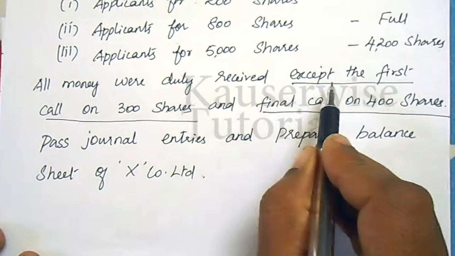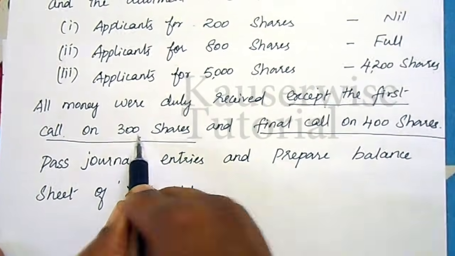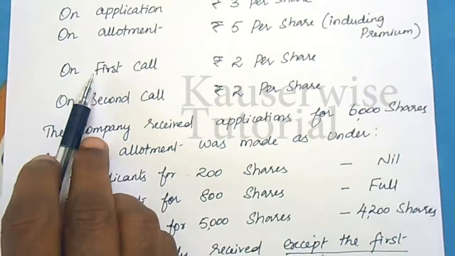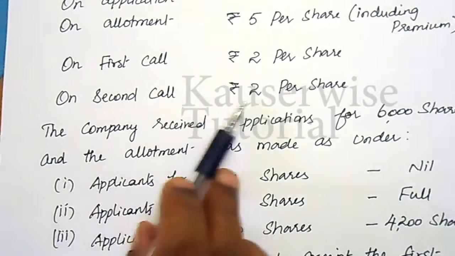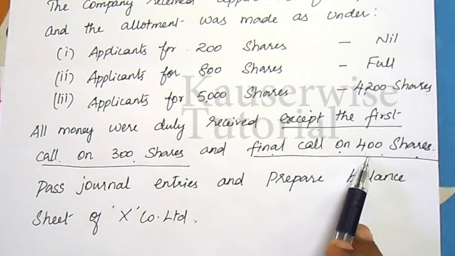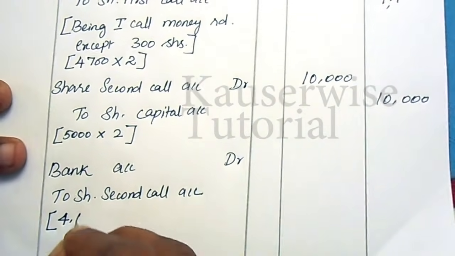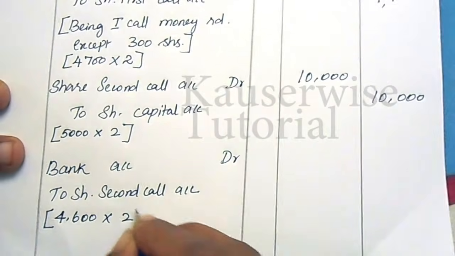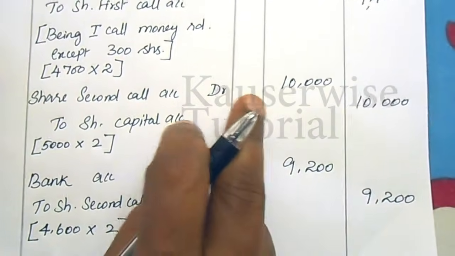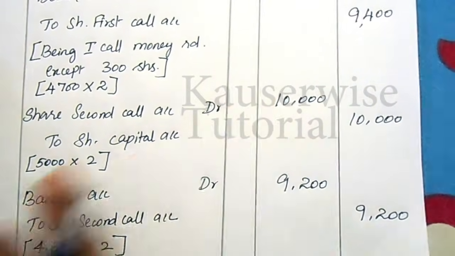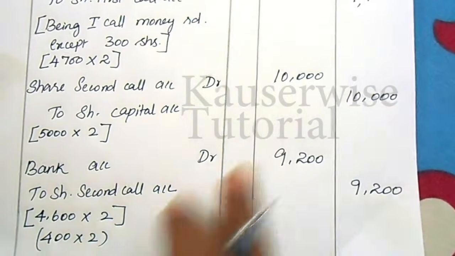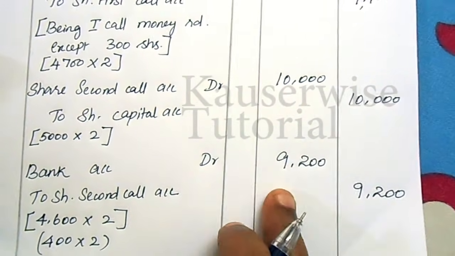All money was duly received except the first call on 300 shares and the final call on 400 shares. According to this problem, we have only two calls, first call and second call, so this will be the final call. The final call, how many shares? 400 shares. Except 400 shares, they have received all other money. 4,600 shares into 2 rupees per share is 9,200 rupees received from the shareholders. We were supposed to receive 10,000, but 400 shareholders failed to pay. So 400 into 2 is 800 rupees. 10,000 minus 800 is equal to 9,200.